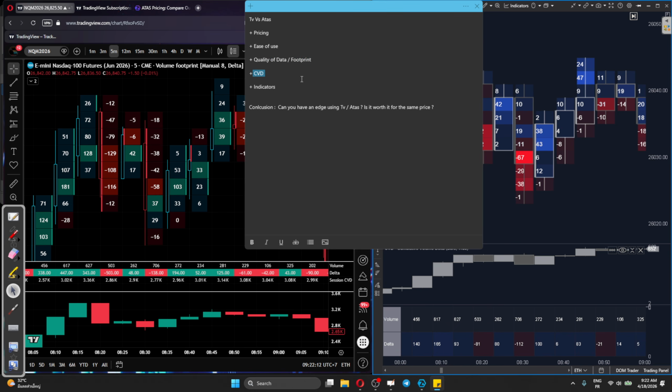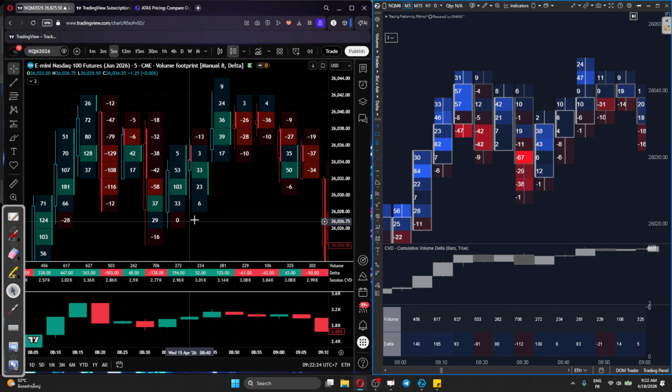We will then be looking at the CVD. We're going to compare the CVD candle indicator from TradingView and ATAS. And then we will look at the order flow related indicators. On TradingView, for example, you don't really get any new indicators. You have all of the classic indicators from TradingView, and when you get the footprint chart, there's not much new.